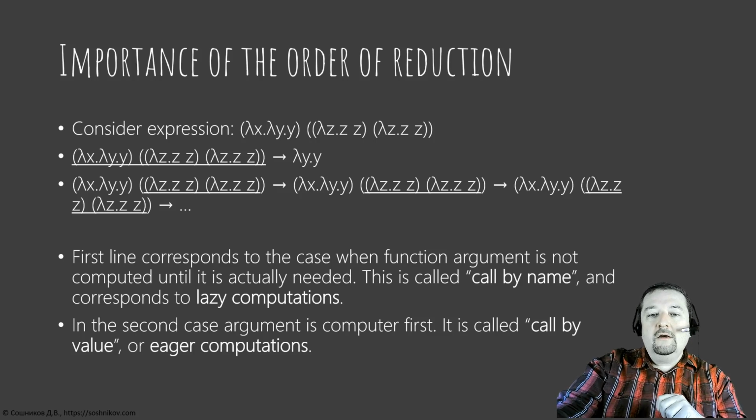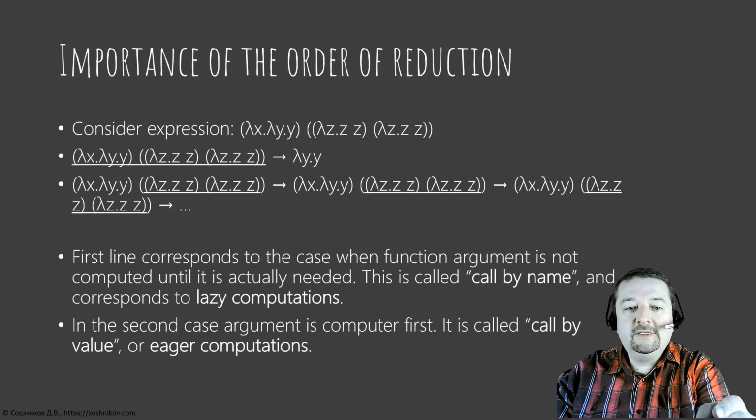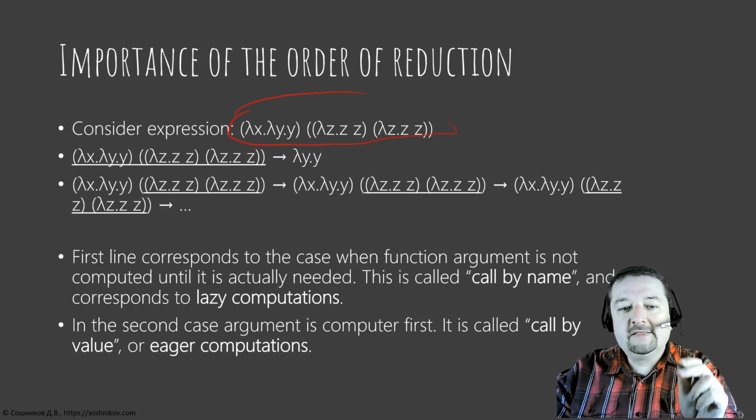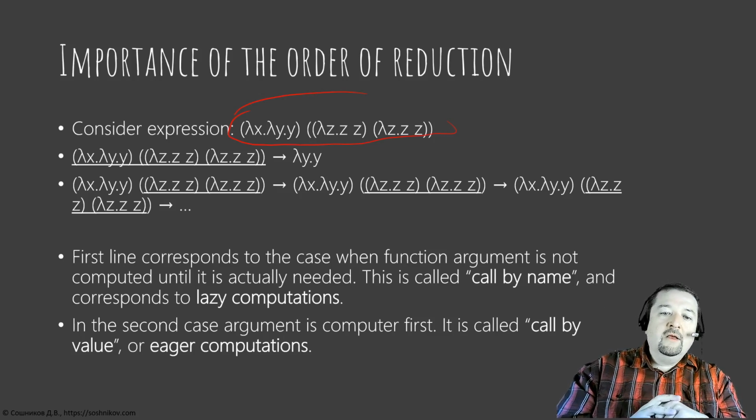So why is the order of reduction important? Why are we talking about that at all? Well, let's take one more example. Let's consider this expression here: lambda x, lambda y, y, applied to lambda z, z z, lambda z, z z. And what's the meaning of this expression?